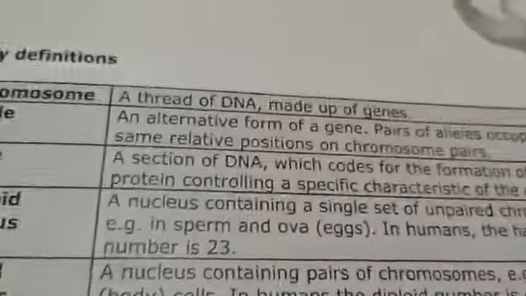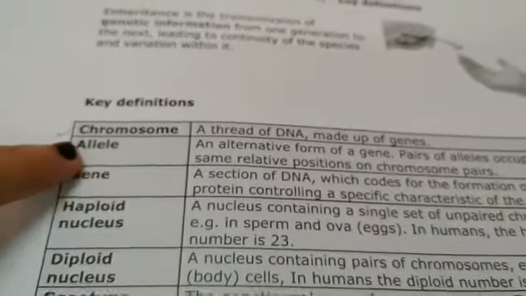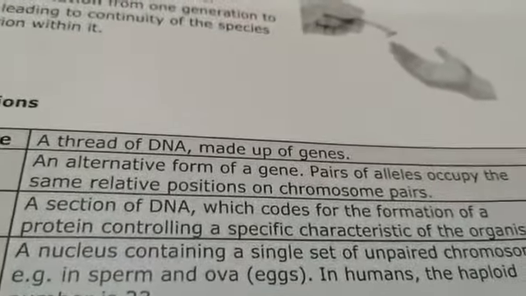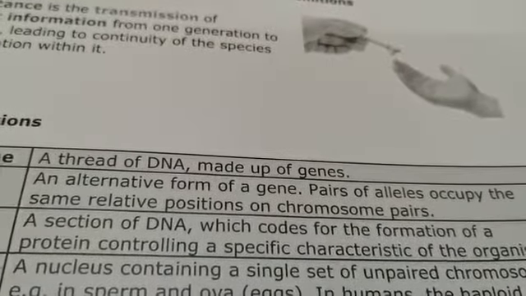Then the next definition you want to learn is allele. Can you see this one? Number 2, allele. Allele means an alternative form of a gene. Pairs of alleles occupy the same relative positions on chromosome pairs.